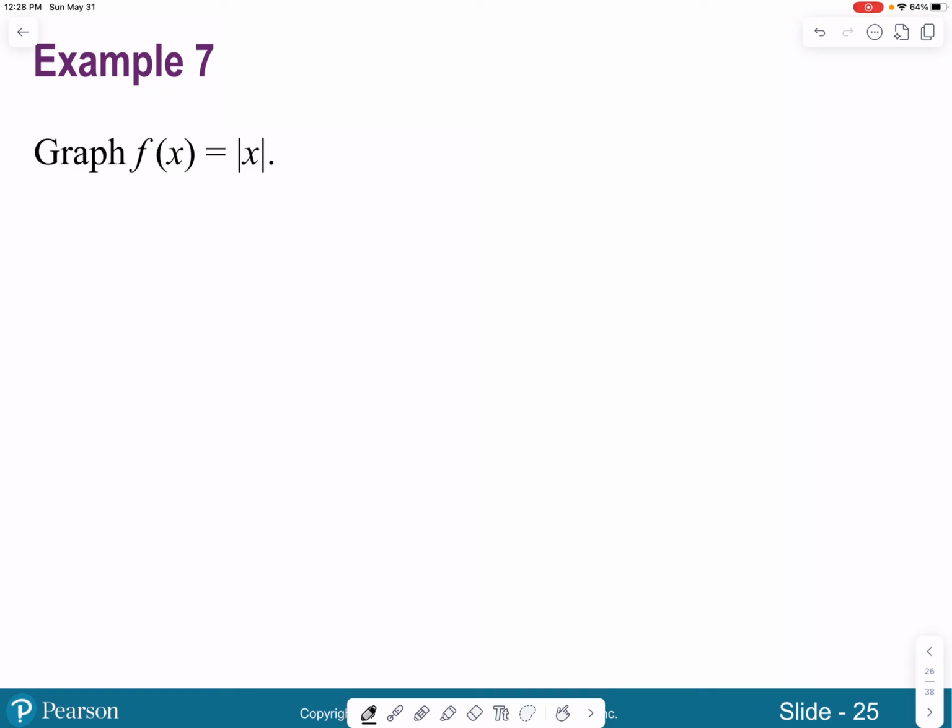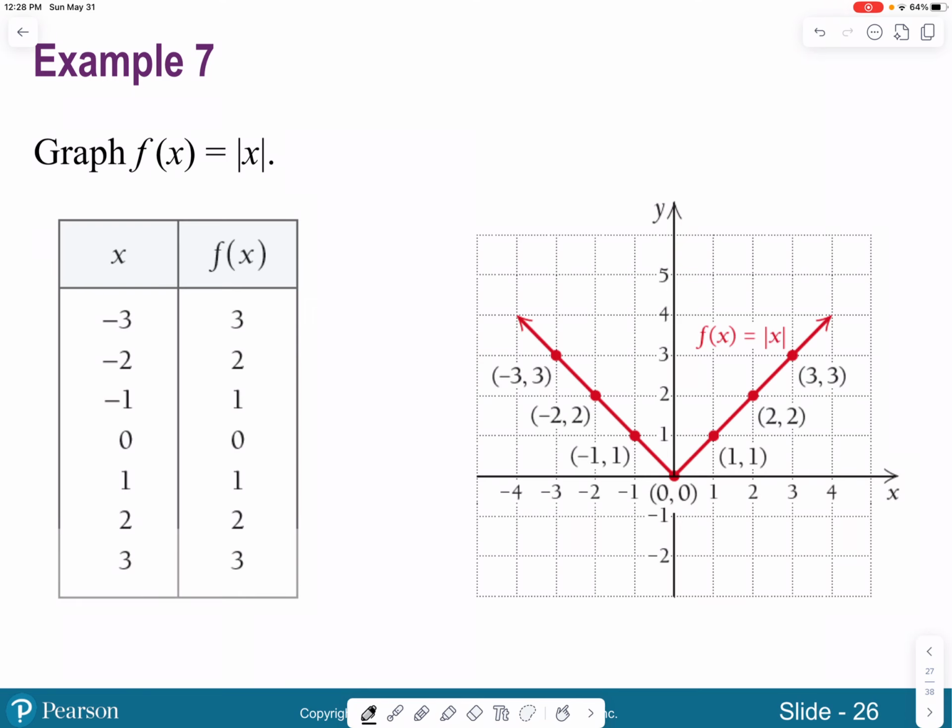Graph f of x equals absolute value of x. So this definition is x whenever x is positive, and negative x whenever x is negative. So you would do this like a piecewise function. But basically it's a V where the vertex is at the origin, and each diagonal line has a slope of 1 and -1 respectively. You could choose several values of x, find the corresponding y, plot the points. In this case, you would connect it in the appropriate fashion using straight edges.